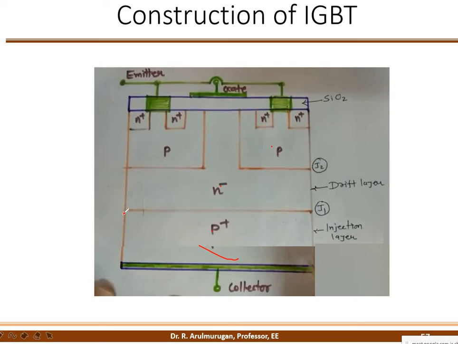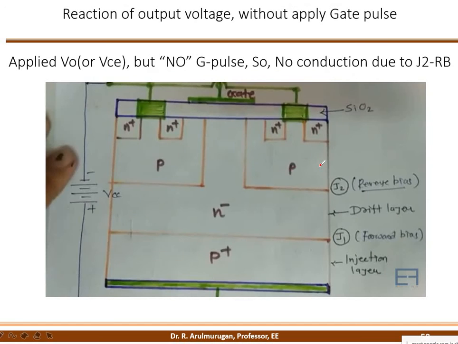So you have to see this is junction 1 and this is junction 2. This is the injection layer here, okay. So here is junction 1, junction 2. Next, some more points I am going to add. This is a drift layer. So not here, it is the injection layer.